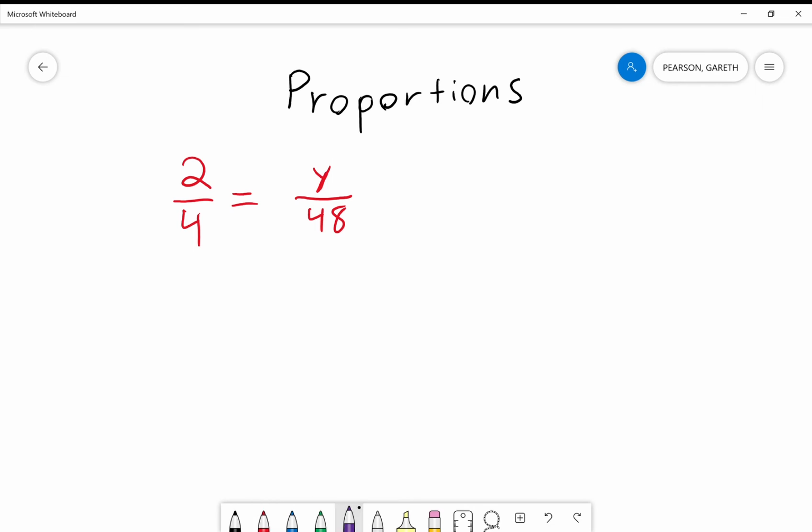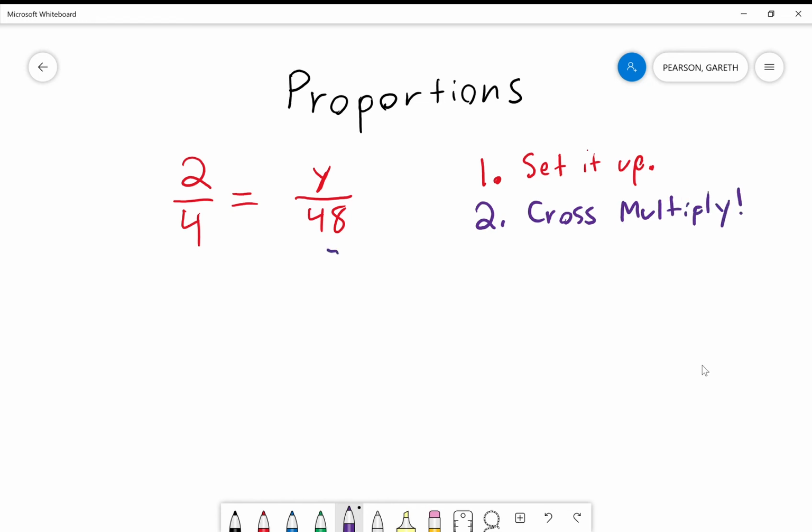My next step is going to be cross multiplication. So, step 1, set it up. Step 2, cross multiply.